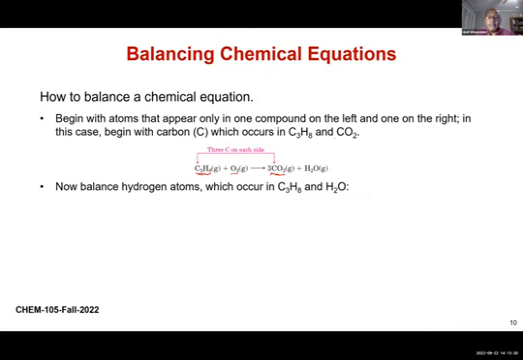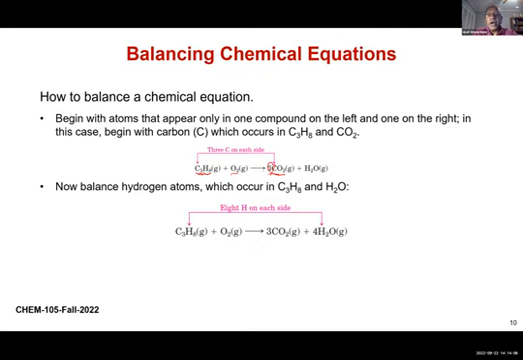Therefore, how to balance the reaction between these two? You balance the carbon first and then the water. To balance the carbon, you count 3 carbon atoms. You put a 3 in front of here. First balance the carbon. That 3 took care of the carbon balance.